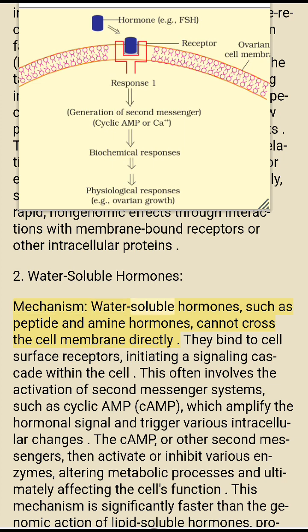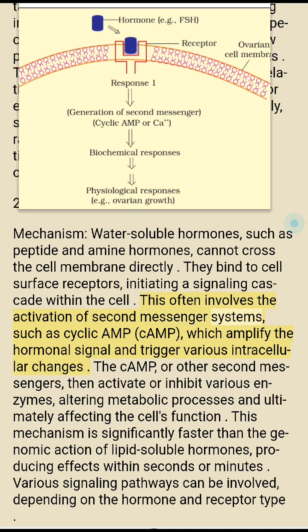Mechanism. Water-soluble hormones, such as peptide and amine hormones, cannot cross the cell membrane directly. They bind to cell surface receptors, initiating a signaling cascade within the cell. This often involves the activation of second messenger systems, such as cyclic AMP/cAMP, which amplify the hormonal signal and trigger various intracellular changes.